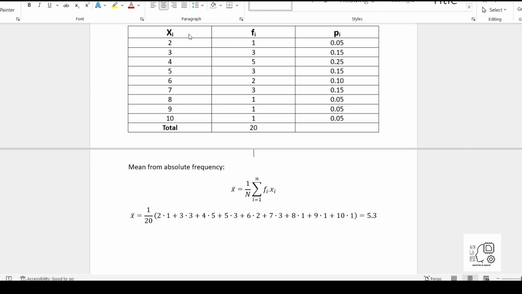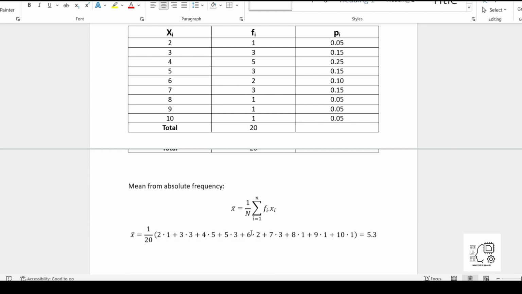So this is the chart. I have written only the data, the frequency, and the relative frequency here. And there are actually two formulas. One, the mean from the absolute frequency, which is the multiplication of frequency with the data and all of their summation. So basically, what is this? The total sum of frequency here is 20. So we will multiply the data with frequency like 2 into 1, 3 into 3, 4 into 5, and this, and divide by the total sum of frequencies, and we will get our arithmetic mean.